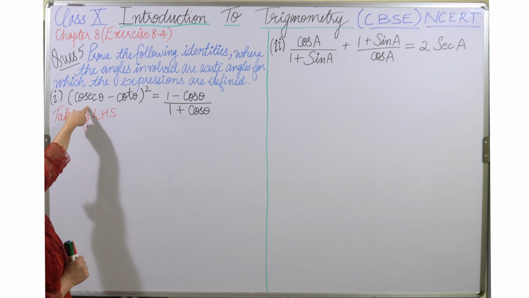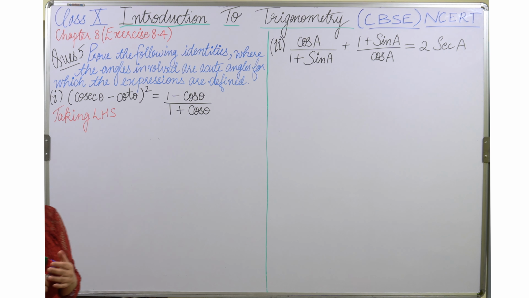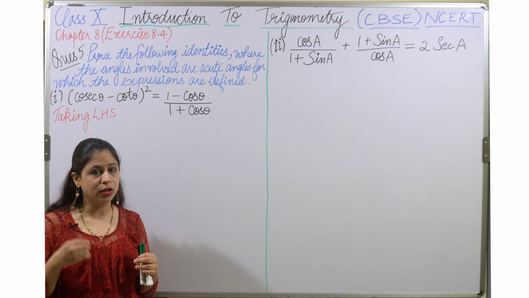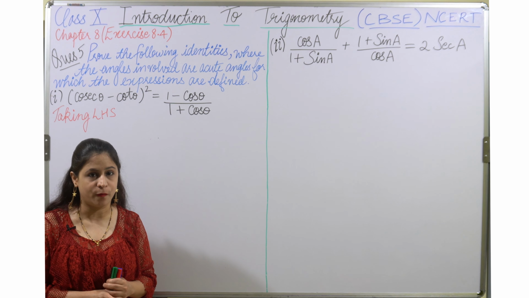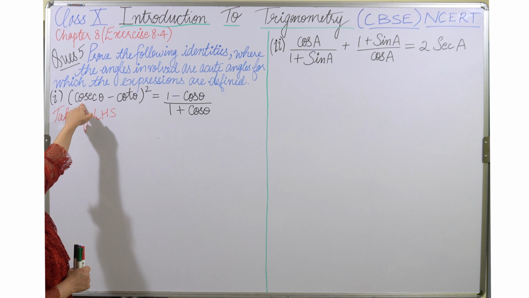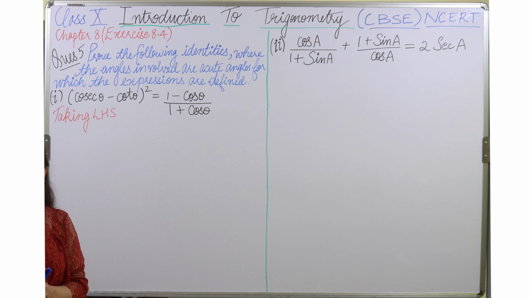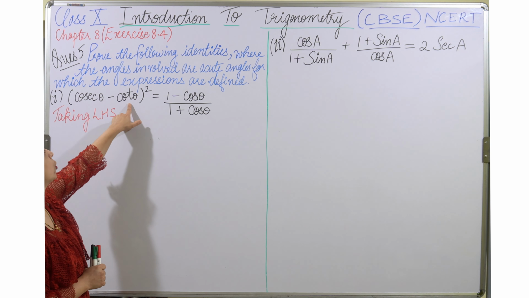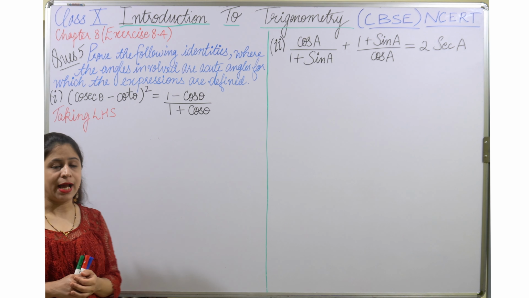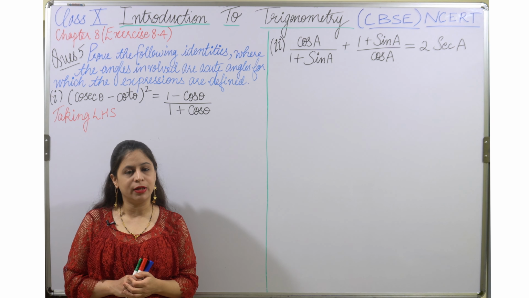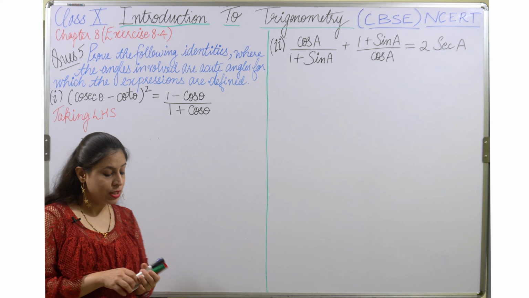The LHS is in the form of cosec and cot, so we need to convert it into a simpler form. We will convert it into sine and cos forms. Cosec, we already know, is the reciprocal of sine theta. And cot is the reciprocal of tan. Tan is given by sine upon cos, so cot will be given by cos upon sine.